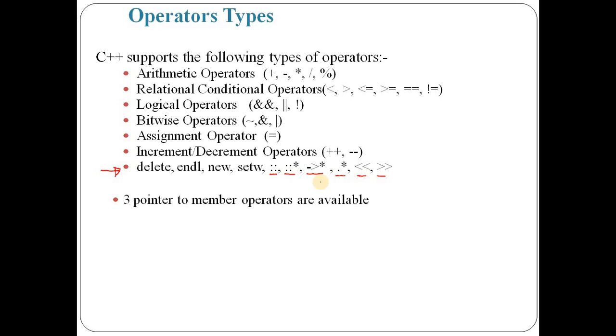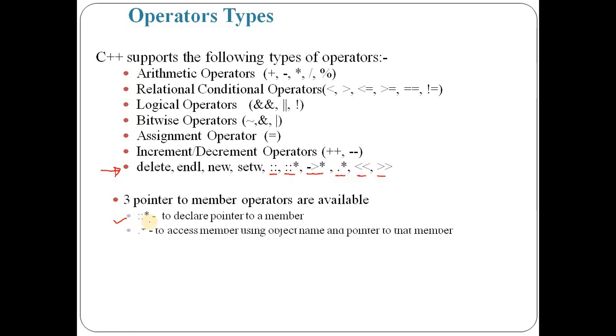We have three pointer-to-member operators available. This operator is to declare a pointer to a member in a class. This operator is to access a member using the object name and a pointer to that member. This one is to access a member using a pointer to an object and a pointer to that member. Generally dot is used when we are accessing a member using an object name, and arrow is used when we are accessing a member using a pointer to an object. We will see the example in the next few slides.